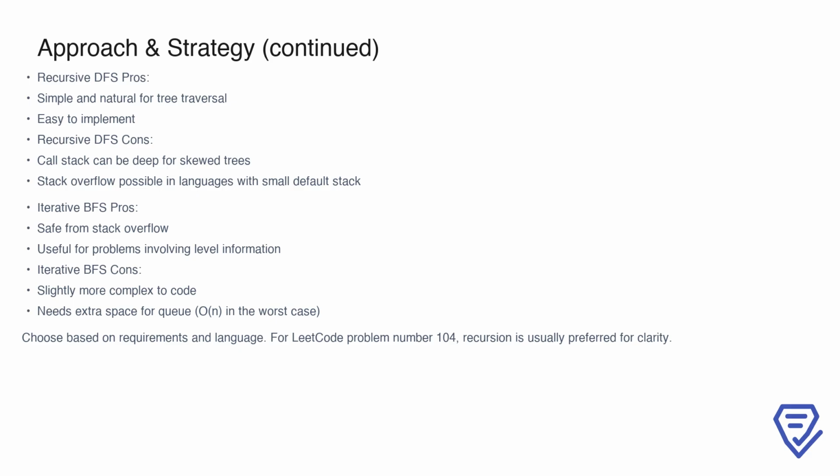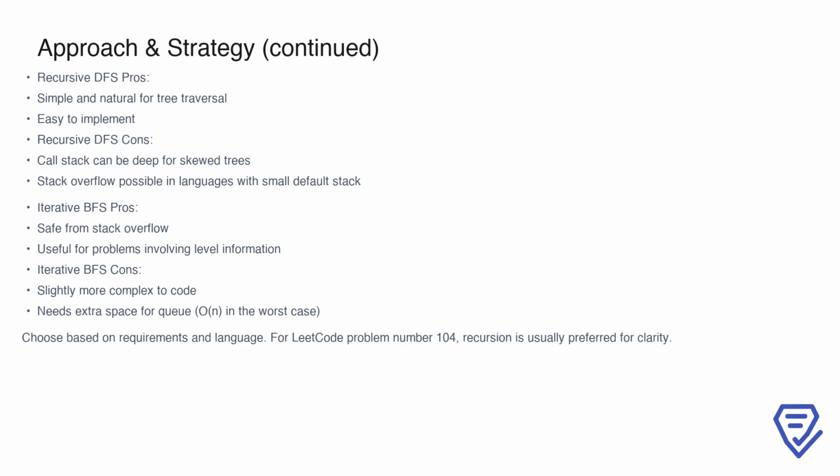Let us compare the pros and cons of each approach. The recursive DFS solution is very straightforward and aligns closely with the way people think about trees. However, if you have a tall, very unbalanced tree, it could lead to a stack overflow in languages that have a small call stack limit. Iterative BFS avoids this risk because it uses a queue in the heap instead of the call stack, but it is a bit more complex to implement, especially if you're not as familiar with queue operations. The BFS approach also makes it easier to answer questions about the depth or content of specific levels. For most interview settings and competitive programming, though, recursion is preferred for its clarity and simplicity on LeetCode problem number 104.